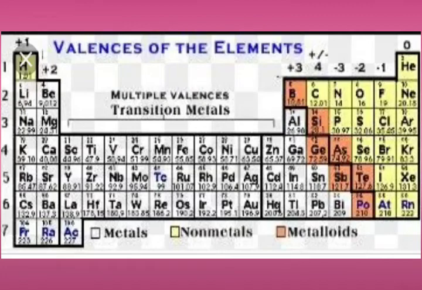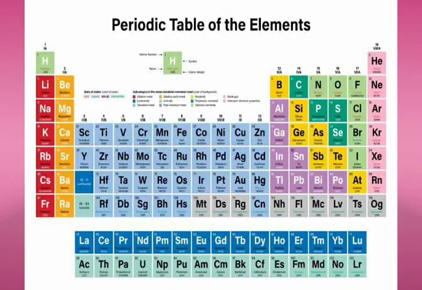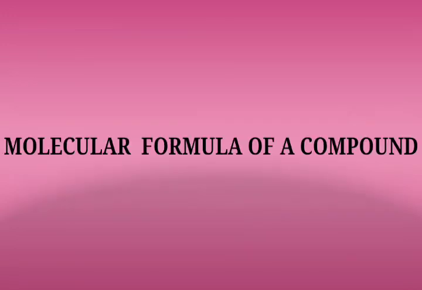Group 0 contains inert gases with 0 combining capacity. This we have discussed earlier also, that inert gas has what? No valency. Valency is 0. They are not reactive. They do not combine with any other element. Metals as well as non-metals with the same valency show similar properties. Clear? So now let's discuss the molecular formula of a compound.